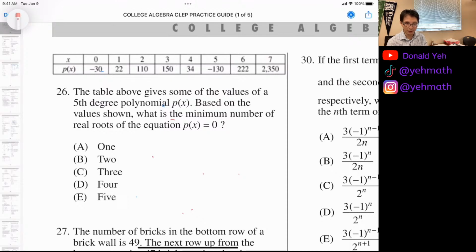So the question is going to say this. The table above shows some values of a 5th degree polynomial. Keyword, polynomial. Polynomial means what? Continuous function. Based on the values below, what's the minimum number of real roots of the equation p of x equals 0? There's no calculation. If you understand the concept, you can be a 3rd grader and solve this problem.